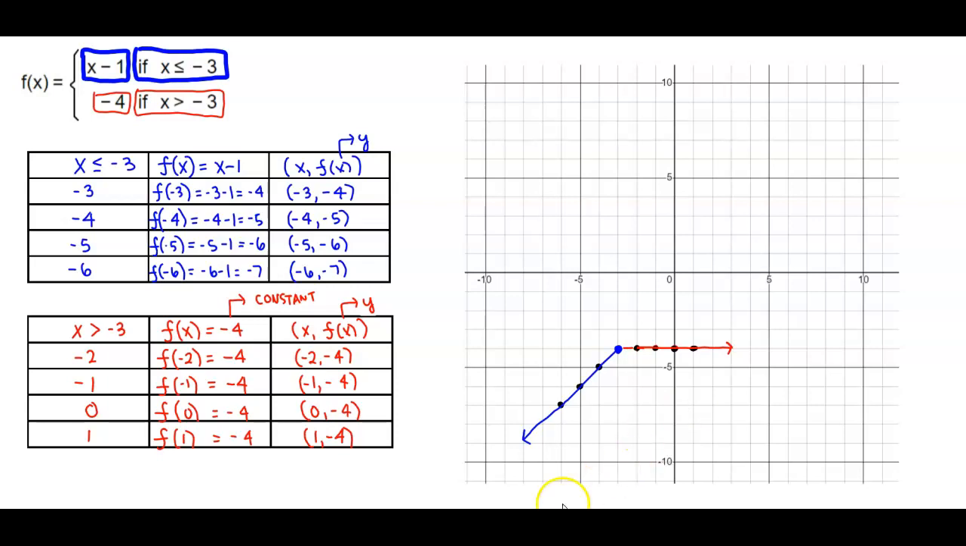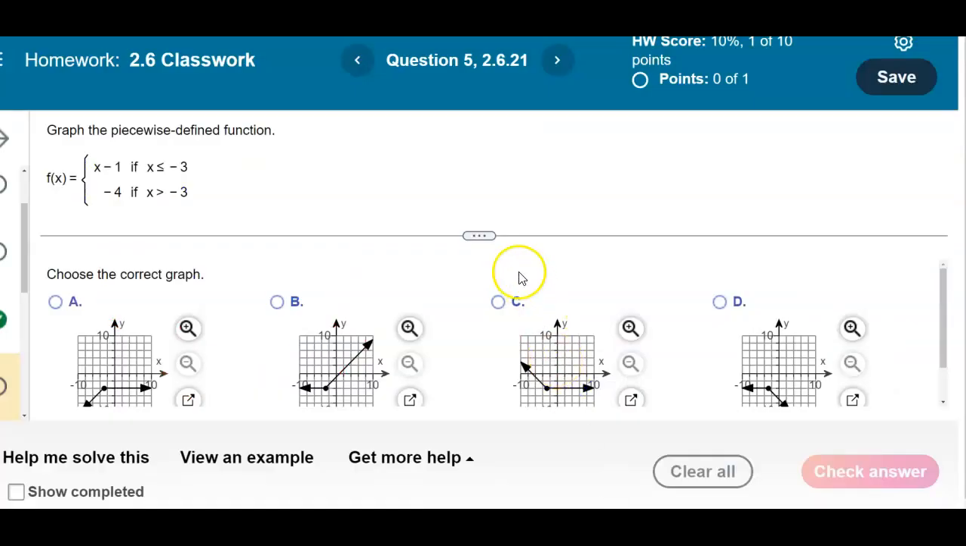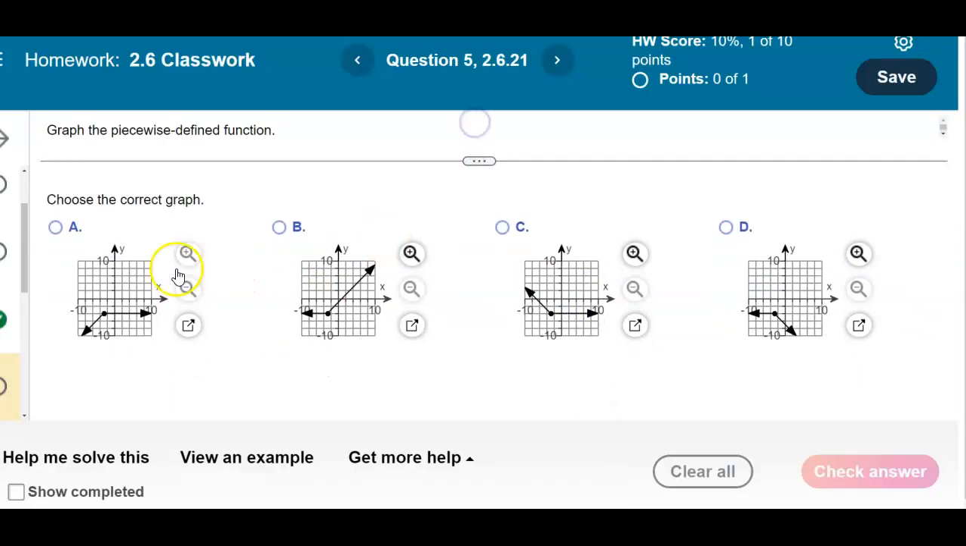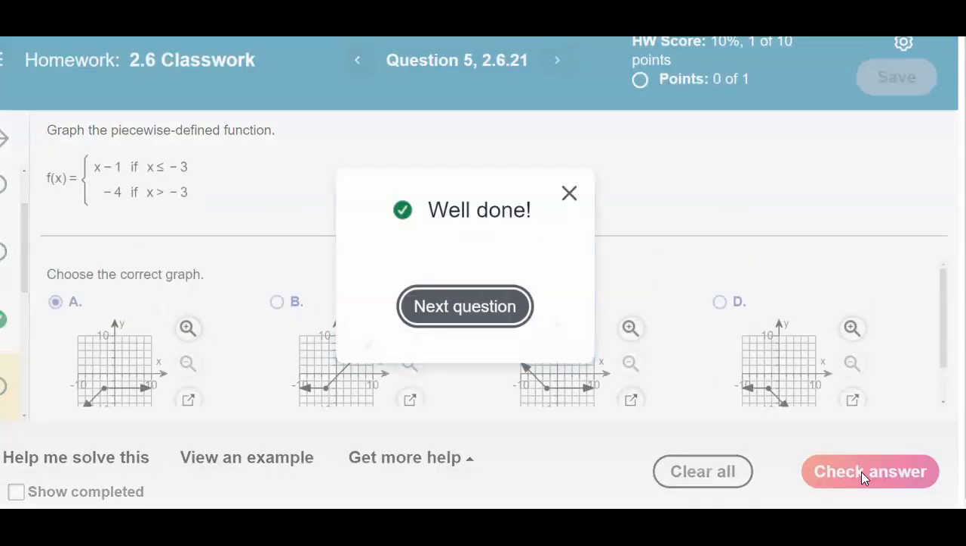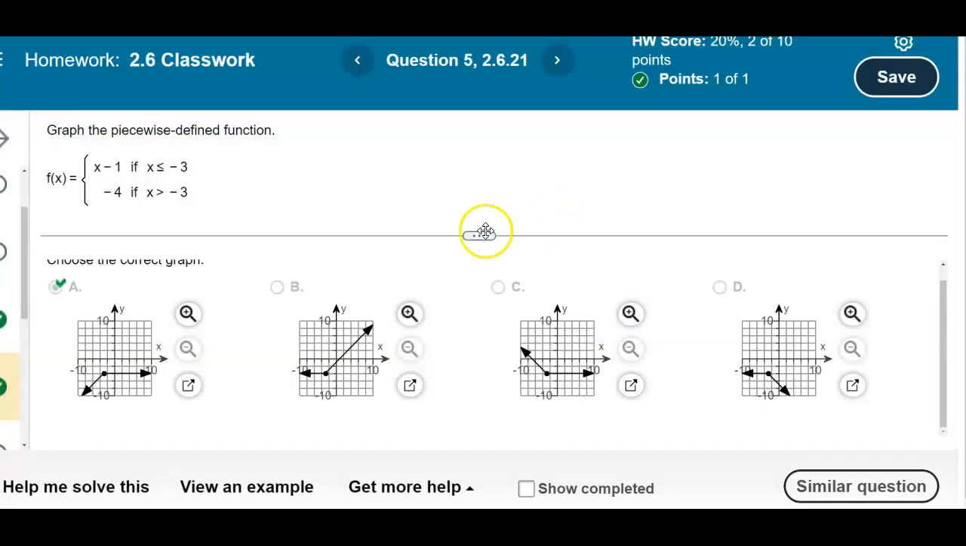Now let's take a look at the options that we have to check. Is it A, is it B, is it C, is it D? Well, it's not D, it's not C, and it's not B, therefore it is A, and that matches our graph, and therefore that's our result.